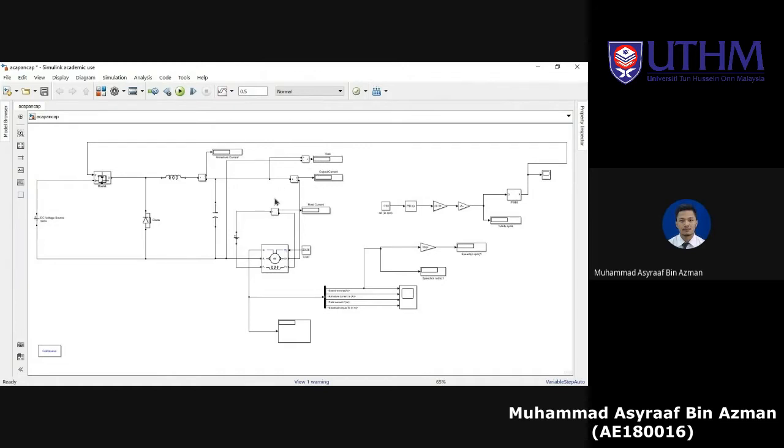With the output voltage, it will supply the DC motor that is arranged right here. Then the DC motor will make a movement, and then it will record a speed at the last stage that we need to observe after that.